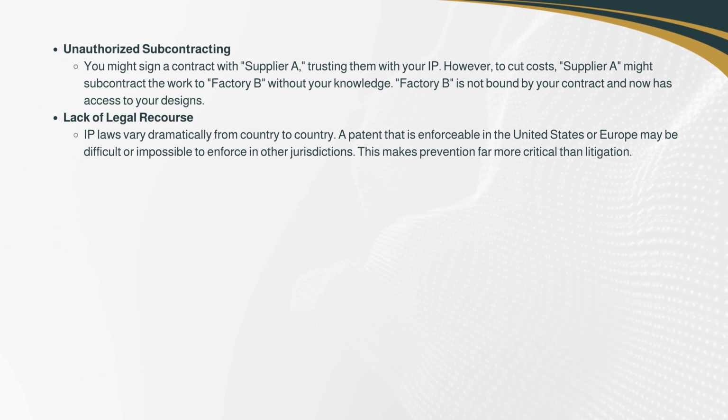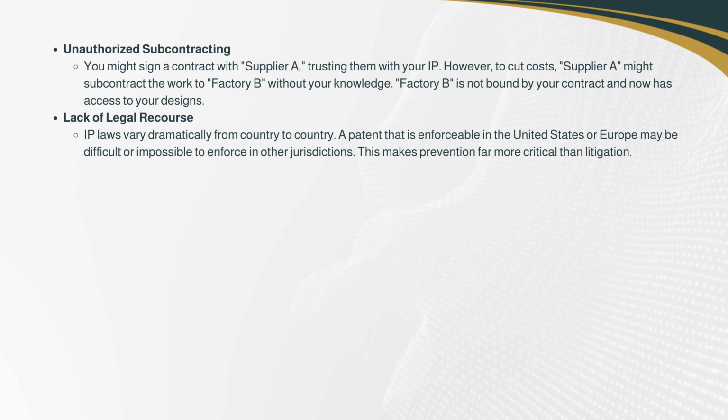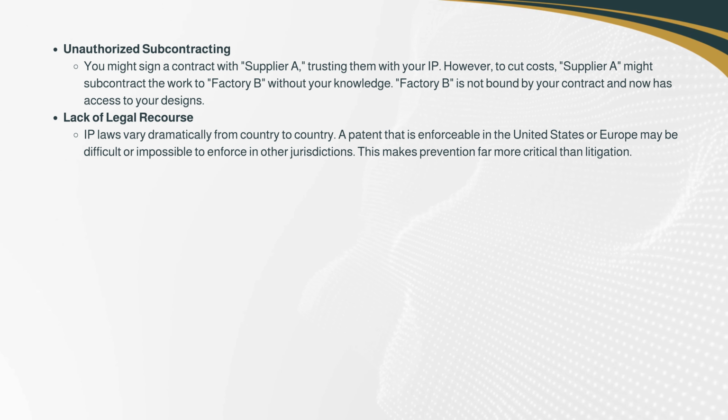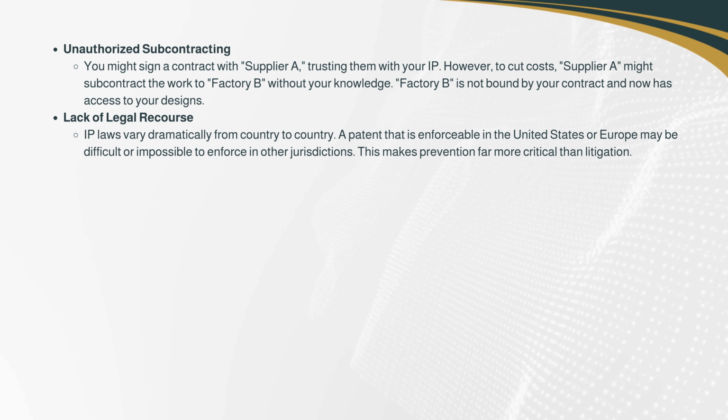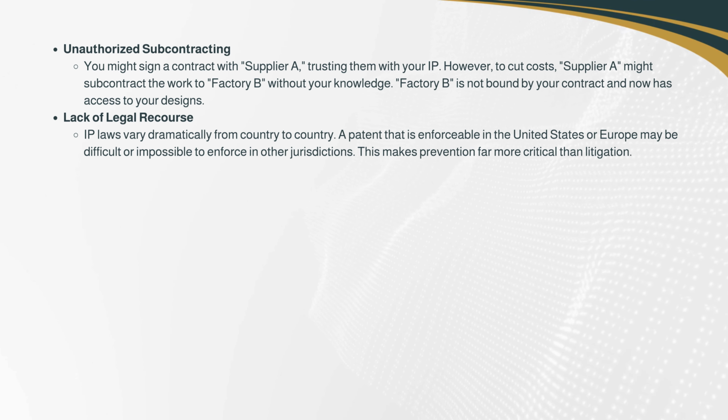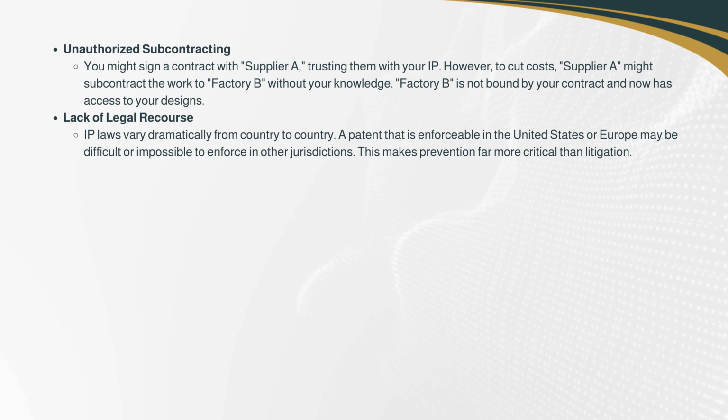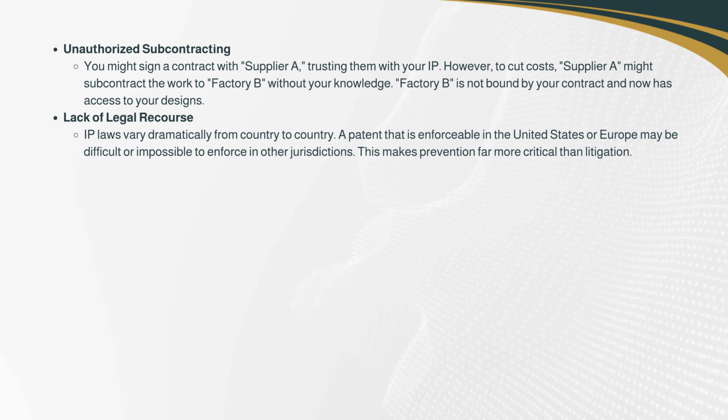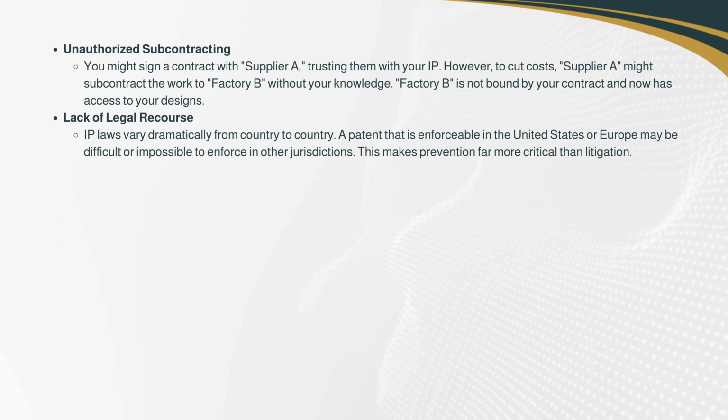Unauthorized subcontracting. You might sign a contract with Supplier A, trusting them with your IP. However, to cut costs, Supplier A might subcontract the work to Factory B without your knowledge. Factory B is not bound by your contract and now has access to your designs.